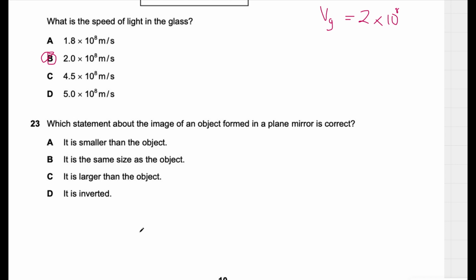It's not smaller than the object. They are the same size, so it's wrong. B, it is the same size as the object. That's yes. C, larger than the object. No. It's inverted? No, it's only laterally inverted, but it has the same size. Okay. Right? Am I right? Question 23. Yeah. So 24.